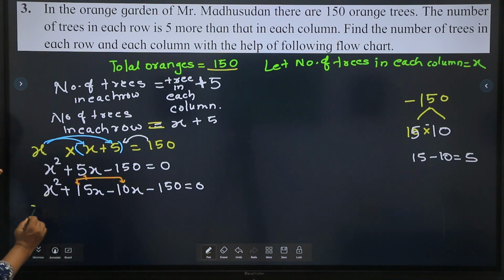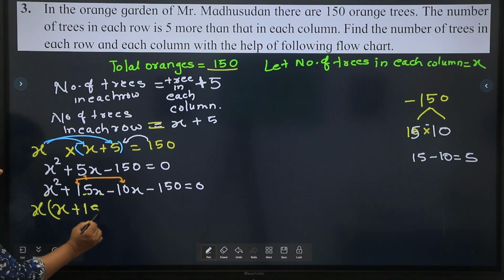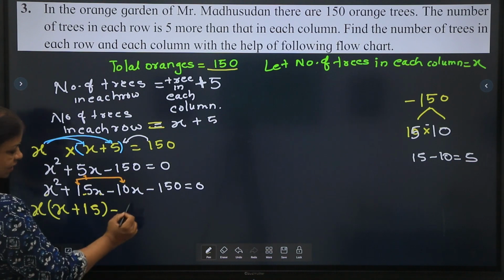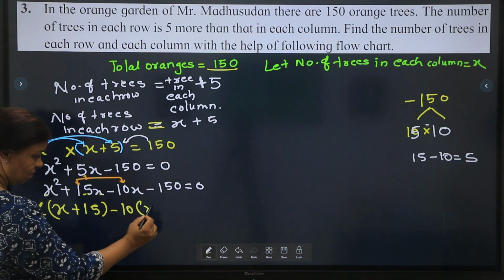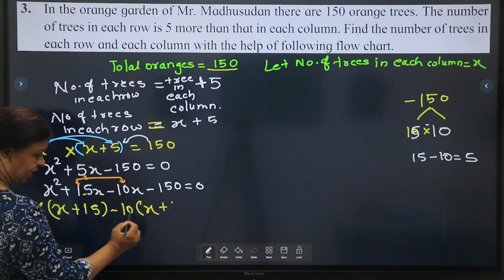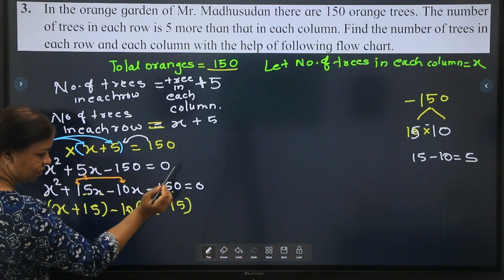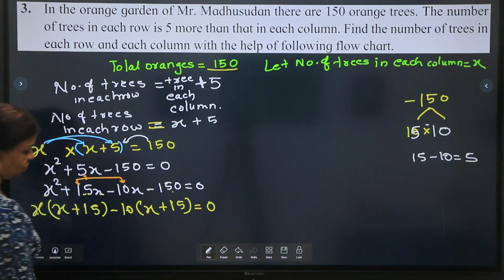Here x square is there, x will be out. What should be written to get x square? x. Plus 5x, 15x is there, x is out. So, we will be left with 15 minus 10 x. Minus into minus will be plus. 10 into 15 will give you 150, which is equal to 0.